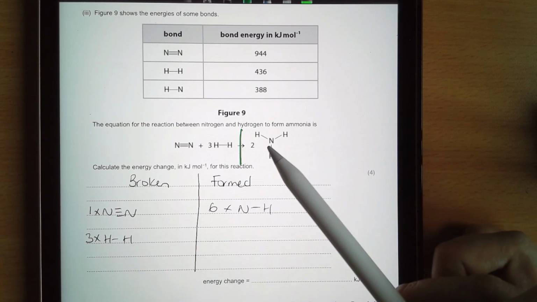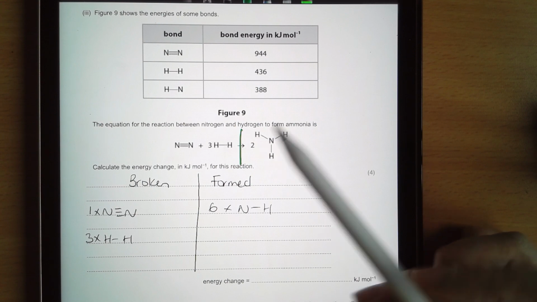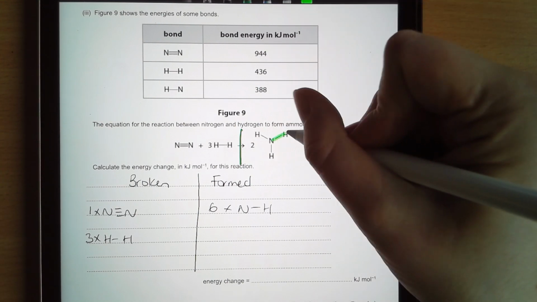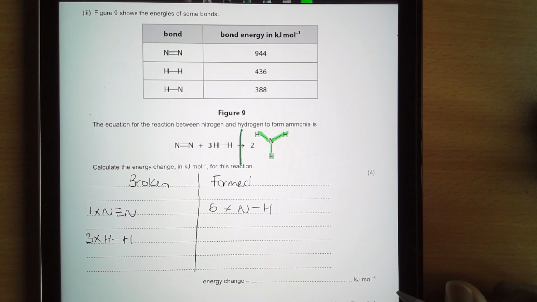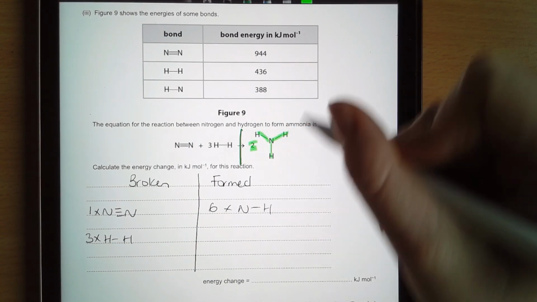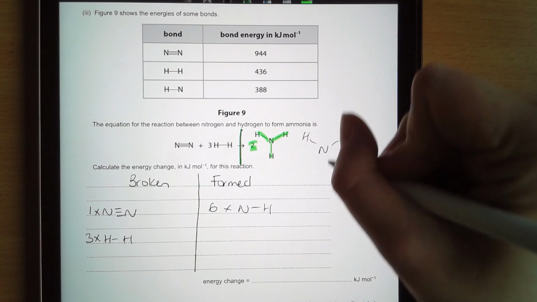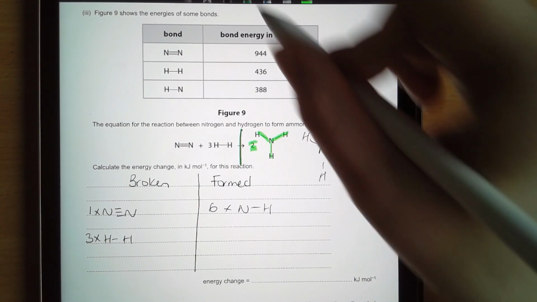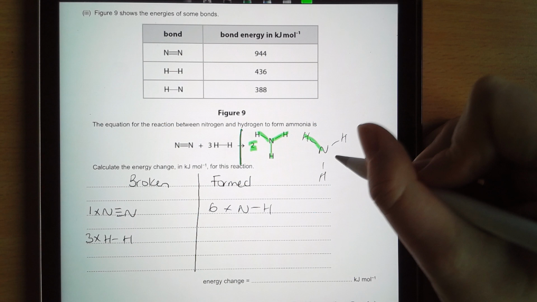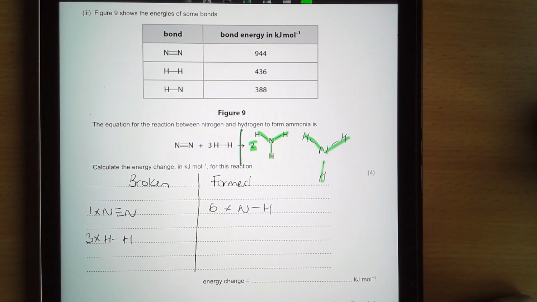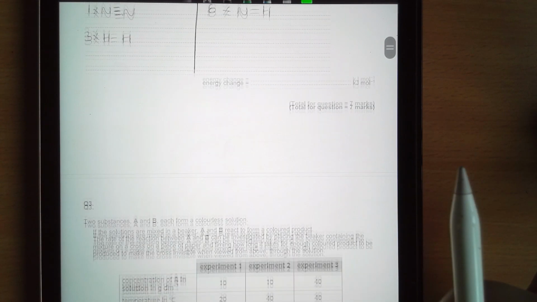Bonds formed: you see you're making an N-H bond, but you are making 1, 2, 3 N-H bonds, and this number 2 tells you that you've got 2 NH3s. So in other words, you would need to draw that molecule again, and then you'll see you've got 4, 5, 6 N-H bonds in total. So that's why I'm timesing it by 6. So you work out this side, you work out this side, and then it's reactants minus products that gives you your answer, and make sure to include your sign.